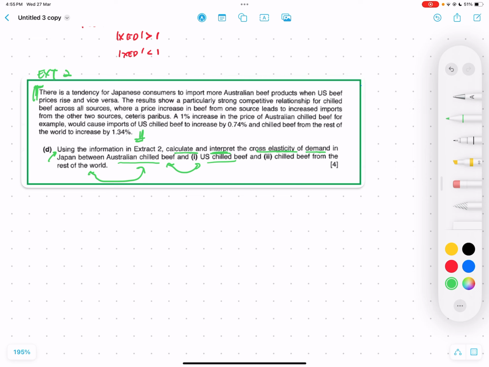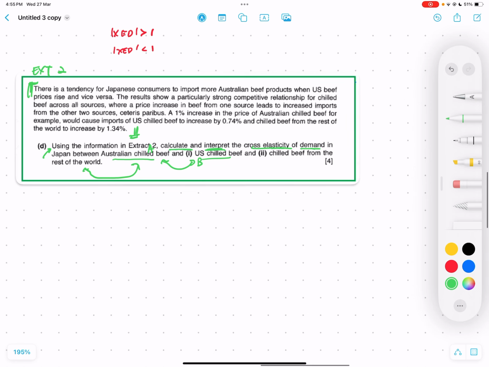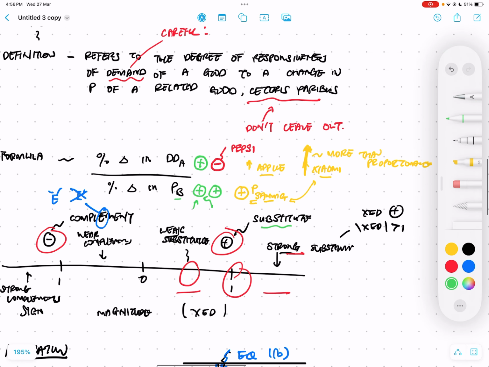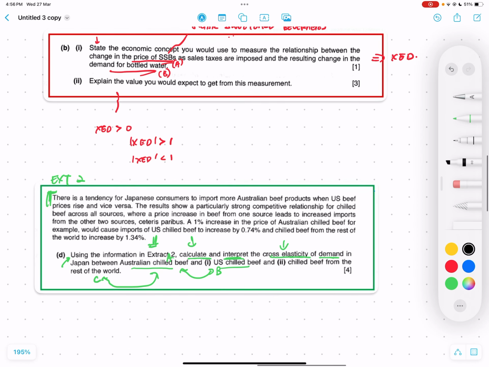So clearly these are different goods. So this is good A, this is good B, and then this is good C. So you need to find out the relationship between A and B and A and C. Right, and this is cross elasticity of demand. So because you need to calculate, you actually need to give a numerical value. So you need to know, hey, oh yeah, I got to apply the formula. Then you just apply the formula. Okay, these values are given in the case material lah. Okay, so you surprise, it's here.